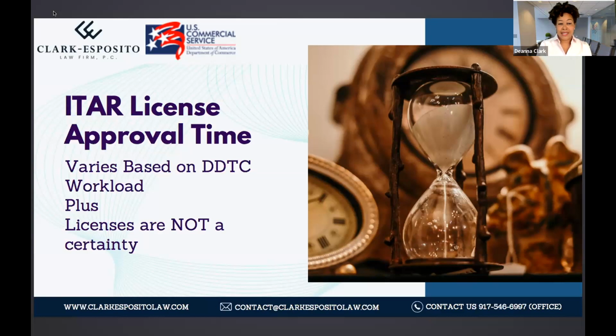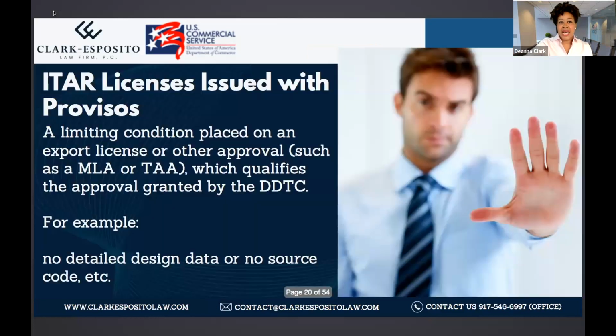But at the end of the day, they don't promise you that they'll give you your license within a certain time frame. And even if they do give you a license, they can have certain provisos. This would be a limiting condition placed on an export license or other approval, such as an MLA or a TAA, which qualifies the approval granted by the DDTC. Qualifying means putting a caveat on it. So for example, yes, you can do this. However, there can be no detailed design data or there can be no source code.